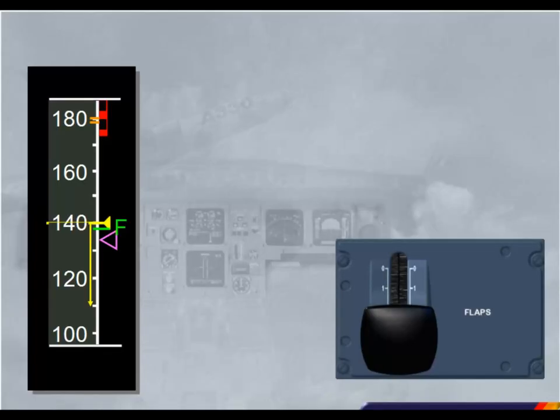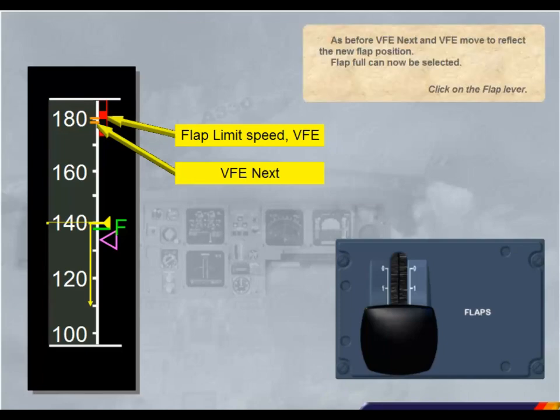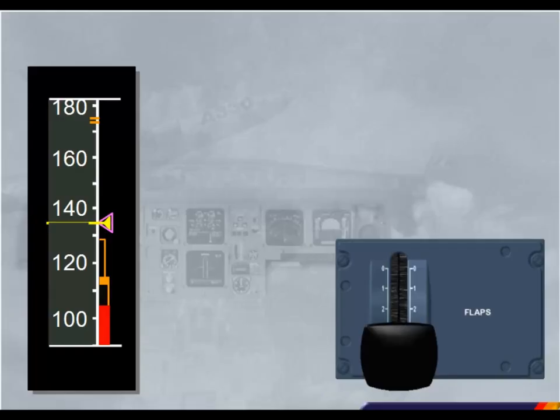As before, VFE next and VFE move to reflect the new flap position. Flap full can now be selected. Click on the flap lever. The aircraft will eventually stabilize at V approach and the VFE will be adjusted to reflect full flap.